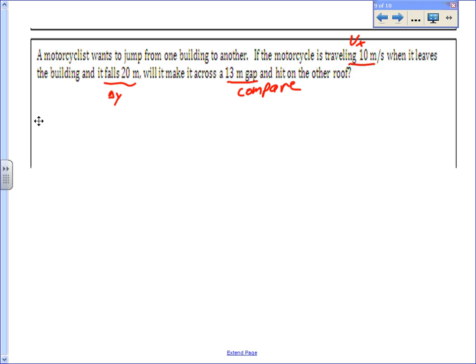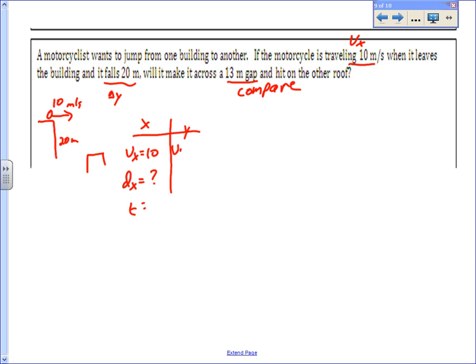So what we want to do, we've got a building. We're going to go from one to the other. Our speed is 10. And we're going to fall 20 meters to another building. So just work the same way. Vx is 10. Dx is unknown because we don't know what we're going to do yet. On the y side, still the same things. Vy equals 0. Delta y equals negative 20. G equals negative 9.8. Then we'll have t at the bottom.